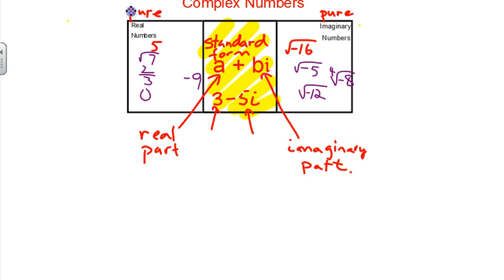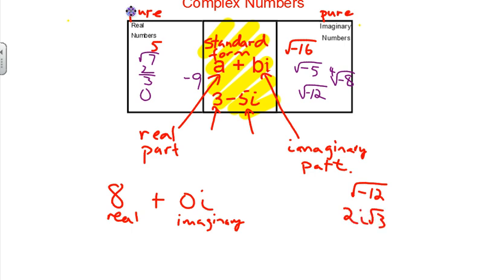So if I saw just the number 8, well, that's a complex number. It has a real component of 8 and an imaginary component of nothing, so 0i. So even if I have a real number, like what we're used to seeing in the old days, like the number 8, that's a complex number with a real component of 8 and an imaginary component of 0i. Similarly, if I have the square root of negative 12, I know that simplifies to 2i root 3. In this case, I have an imaginary part, but I have no real part.